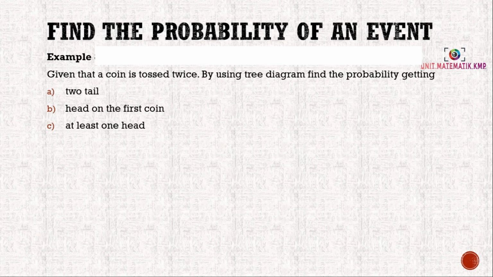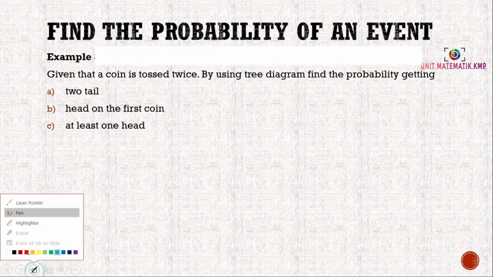Given that a coin is tossed twice, so dia bagi kita shilling and kita kena toss 2 kali. So by using a tree diagram, find the probability of getting 2 tails. So before we find the probability, we need to do the tree diagram. So we start our tree diagram.